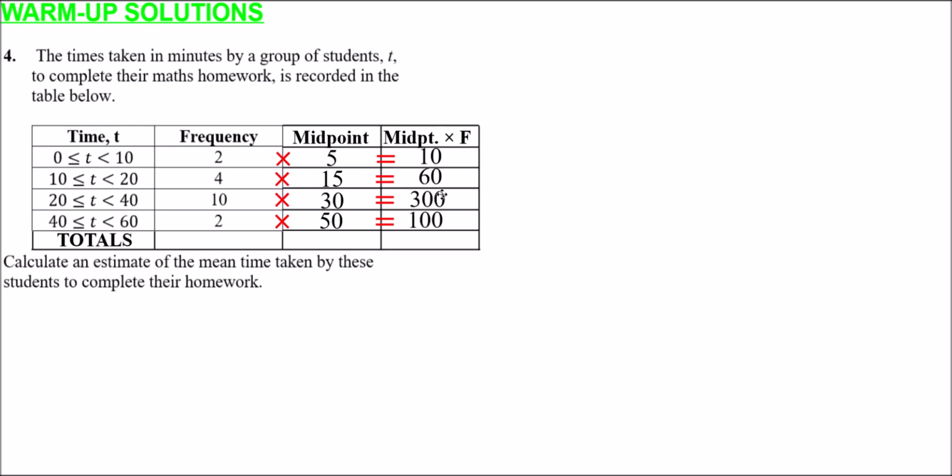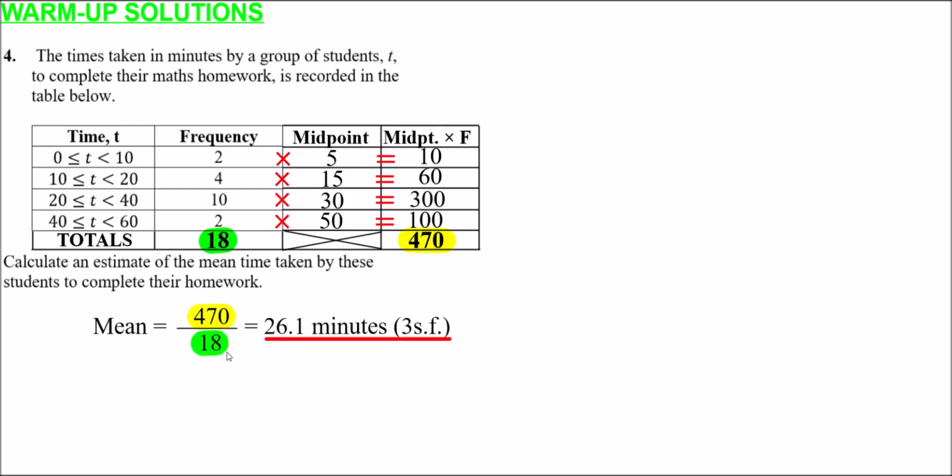Now we total up the midpoint times frequency column and the total frequency column too. We don't total up the midpoints, that just gives us nonsense. So if we total all these up here, we get 470, and if we add all these up here, we should get a total of 18. Then we focus on the total midpoint times frequency, 470, and divide by the total frequency, 18. So our estimate for the mean is 470 divided by 18, which is 26.1 minutes.